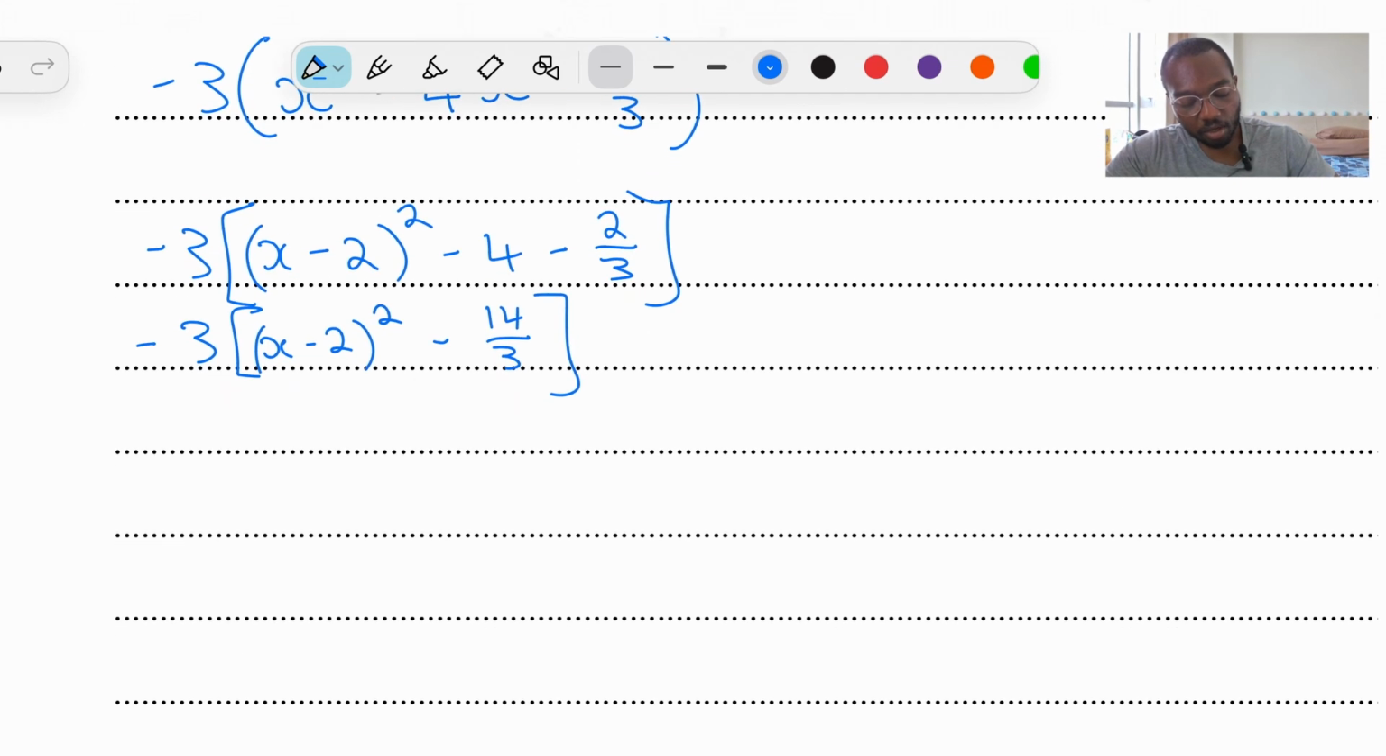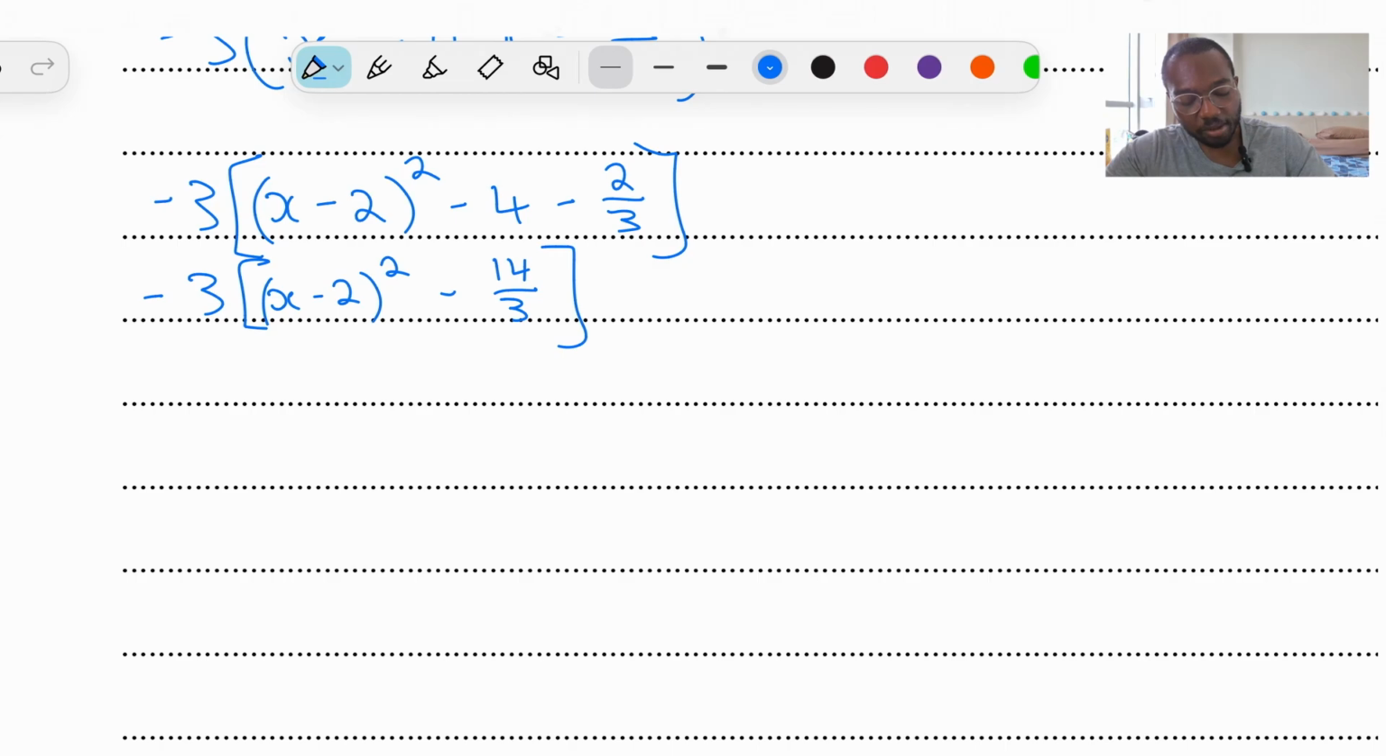And now we can actually times everything by that minus 3. If we times what's in the (x minus 2) squared, we can leave that as minus 3, and then in brackets (x minus 2) squared. And then we have minus 3 times minus 14 over 3. That just leaves us with a positive 14. So therefore, the answer is minus 3 times (x minus 2) squared plus 14.